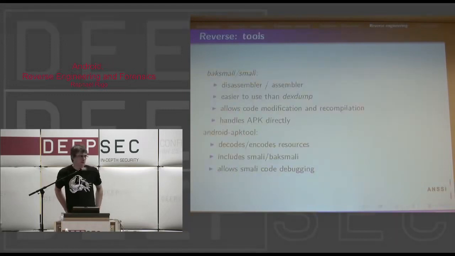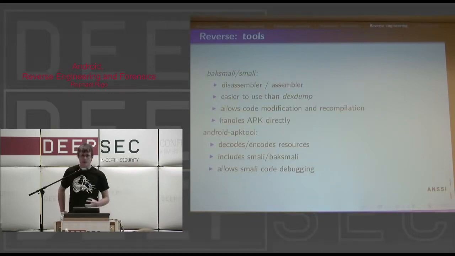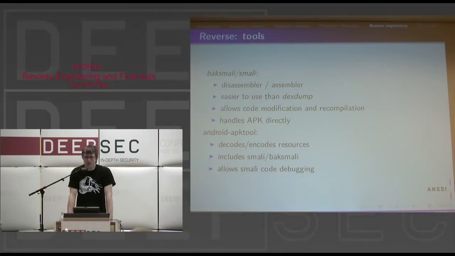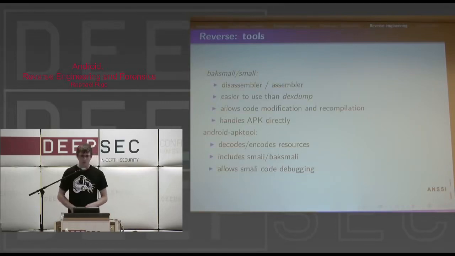Fortunately, there are other tools. Dexdump is really the most basic one that you can use to debug simple things. But if you want to really reverse applications, you will have to resort to other tools. For example, there is a tool called Baksmali and Smali. It's a disassembler and assembler that is way easier to use than Dexdump, because the code is way cleaner, it's indented, and you get references. So it's basically the same code, but with a better presentation.